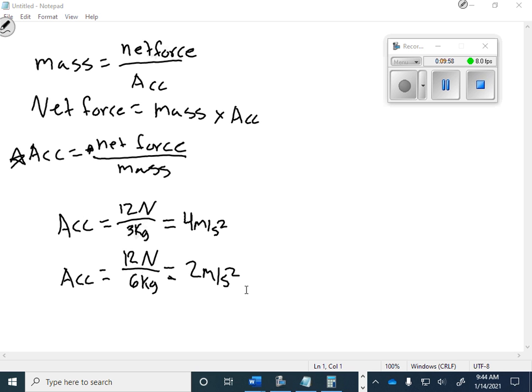Now, if it asks you to find net force of an object, then you use net force equals. And if it asks you to find the mass of an object, then you use mass equals. So whatever you're finding, that's the equation you want to use on these problems.